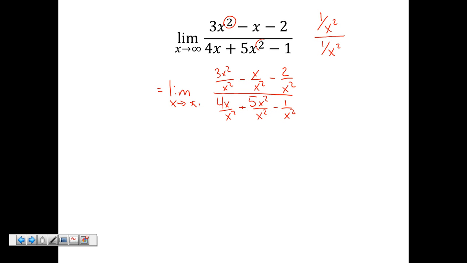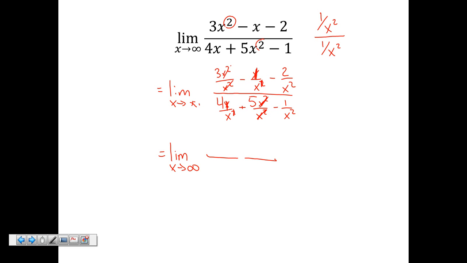Now, I'm going to cancel everything I can inside these little fractions. So my x squareds are going to cancel here and here. Now this is just 3. Now that everything's canceled, that first term is just a 3. I can cancel this x with one of these x's, so now I have 1 over x. And I can't really cancel anything in the third term. I can cancel this x with one of these, so that'll just be 4 over x. I can cancel all of these x squareds, and I can't cancel anything in the third term. So I'm going to rewrite this nice and neat.